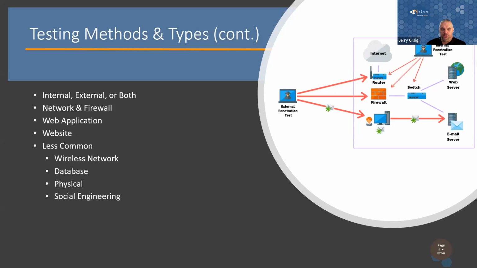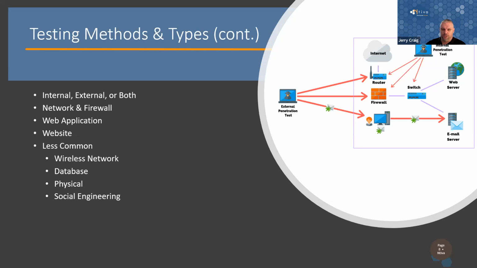When we talk about the methods and types, I tried to put them kind of in order as most common to least common. Also, the terminology here is fairly common across organizations and testers, but understand that everything is not listed here. This is really meant to gather 90% of the terms and the results. But you talk about internal, external, or both.